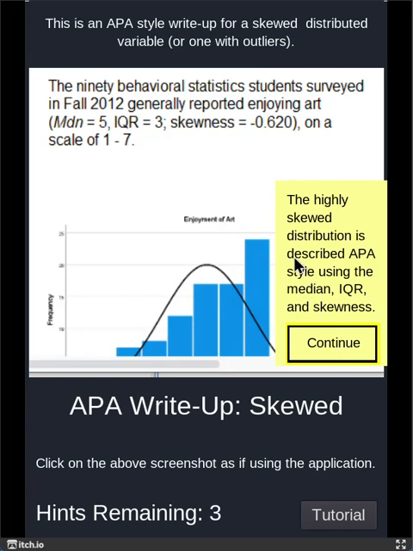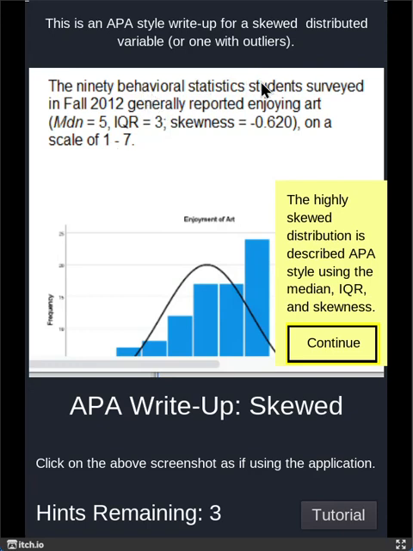Looking at how we write the results for enjoyment of art, where it's skewed, or we could do this if there was an outlier. We would say the 90 behavioral statistics students surveyed in fall 2012 generally reported enjoying art. The median was a 5, the interquartile range was a 3, our skewness was a negative 0.620, and it was on a scale of 1 to 7, right?